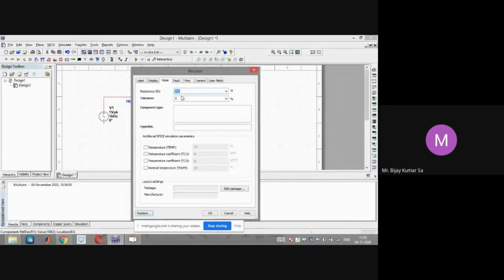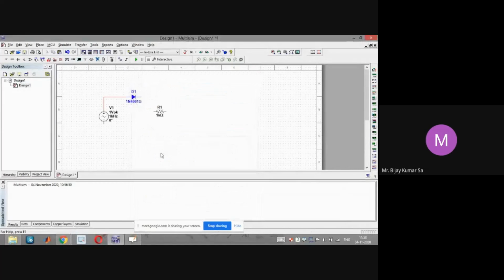How? Double click on that particular resistor and I will write 1 small k, and that converts this resistor into a 1 kilo ohm resistor. I can rotate it. I will select it and press Control R. It will rotate it. Then I can connect the terminals in a way we connect it for a half wave rectifier. Okay, so our half wave rectifier circuit is done for us.